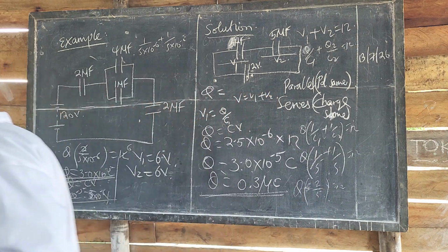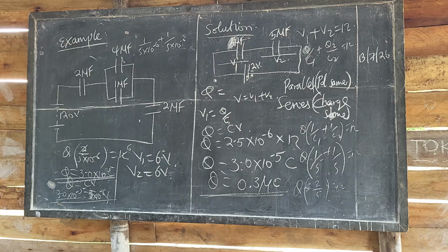The question was, the diagram above shows a network of capacitors connected to a 120 volts supply. Calculate the charge on the 4 microfarad capacitor. Studying through the window is not acceptable here. Calculate the charge on the 4 microfarad capacitor.